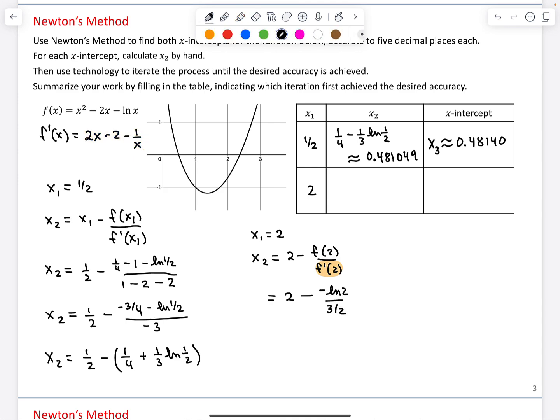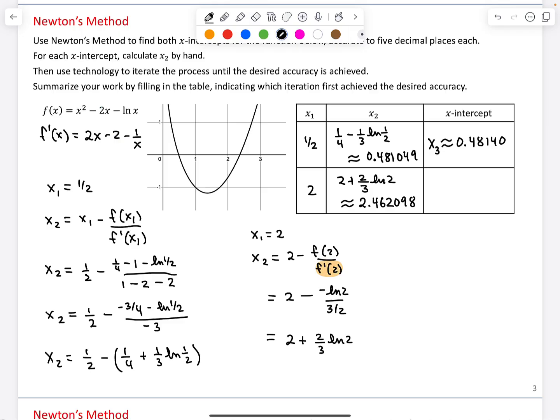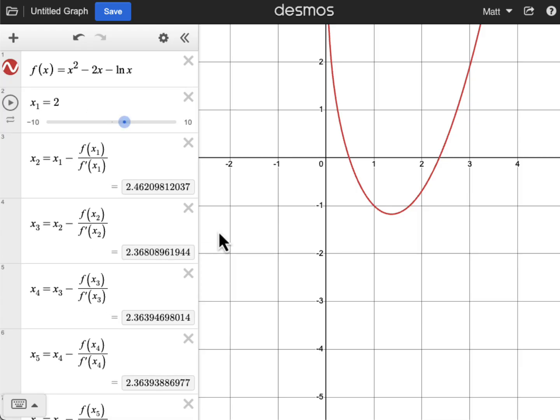So an expression that's a little bit easier to simplify, we get 2 plus, dividing by 3 halves is the same as multiplying by 2/3, and then natural log of 2. I'll put that in my table. Typing this into Desmos, we get about 2.462098 for my x sub 2. And now let's go to my Desmos file where the function's already typed in. I just need now to change x sub 1 to 2.